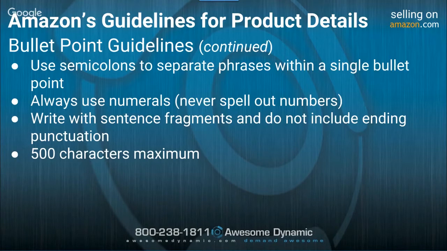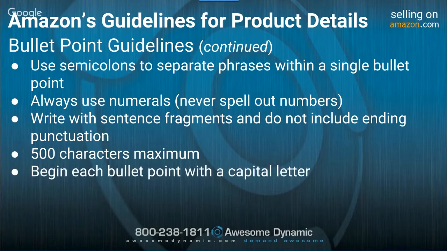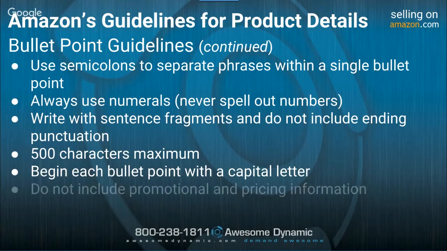Then the last thing is 500 characters. Actually, no, I got a couple more things. 500 characters maximum. Again, that doesn't necessarily mean you should fill out all 500 characters. In fact, using closer to 50 to 100 characters is usually what we recommend, sometimes even less than that. And you want to make sure you begin each bullet point with a capital letter. Again, we're looking at consistency here. If someone sees that some have periods at the end, some have capital letters, some don't, it just doesn't look like it's been carefully crafted and created.